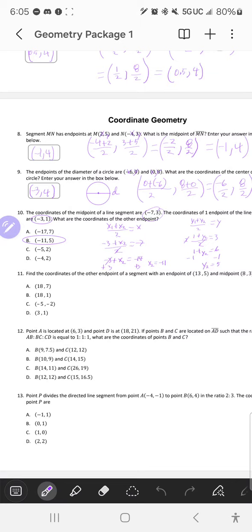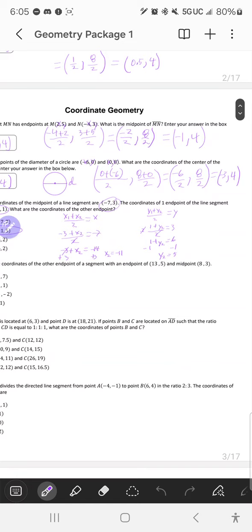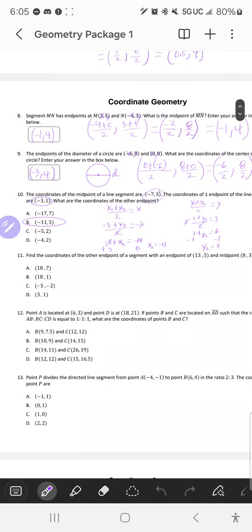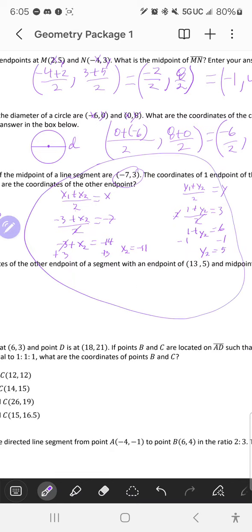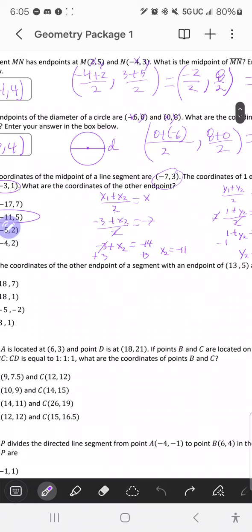Exercise 11 says find the coordinates of the other endpoint of a segment with an endpoint of 13,5 and a midpoint of 8,3. This is basically like the one we did last week, which was this one. So what I like to do in this kind of exercise is calculate the y on one side and the x on the other, basically separate them.